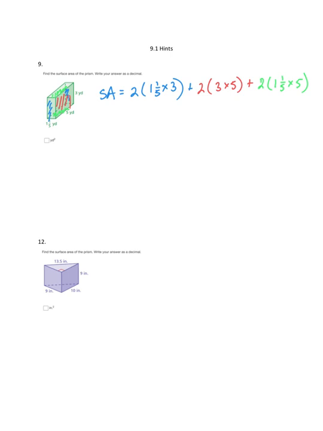So our 1 1/5 times 3, I'm going to think of that as 6/5 times 3 over 1. So that's two sides that are each 18/5, plus my two sides that are each 15 square yards, plus my two sides that are each 6/5 times 5 over 1. So those are each 6 square yards. Now I'm going to simplify further.